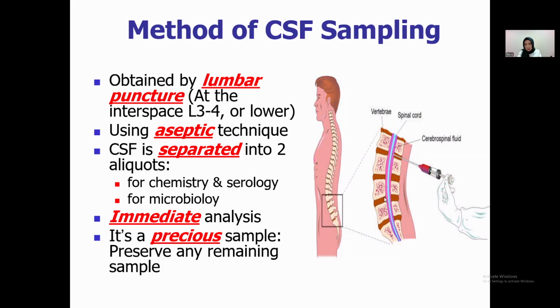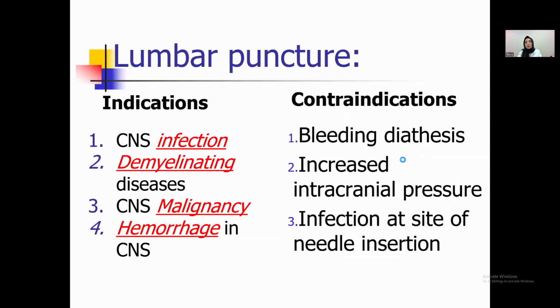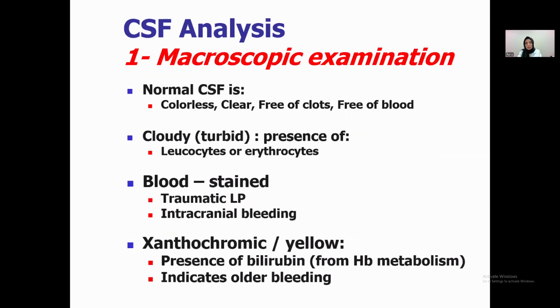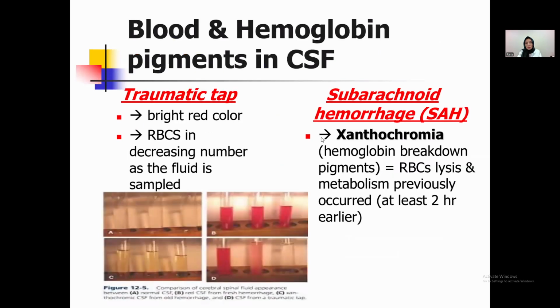The CSF is intact, the color is colorless like water, while there's a rupture before we reach the CSF. This one we call a traumatic tap. And you can see here a bright red color, with RBCs in decreasing number in the fluid sampled. And this is a traumatic tap. At the beginning it will be a little bit red, then the next tube will be a little bit lighter, and then even lighter.